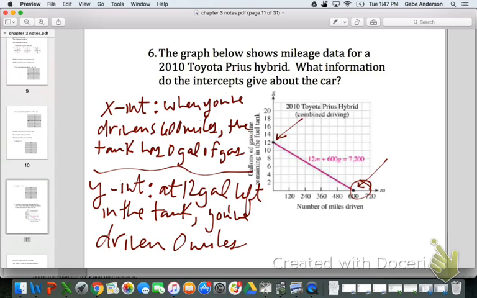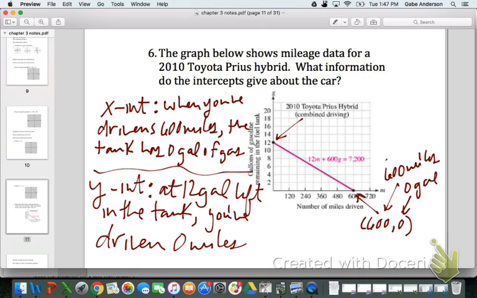Okay, this doesn't make sense because it says gallons of gasoline remaining, and then it says number of miles driven. So you drive 600 miles, but you still have 12 gallons of gas left. No, you don't actually. So check this out. This line connects those 2 points. This point right here is 600, comma 0, right? Because whenever you're at the x-intercept, the y-coordinate is 0. So this is telling me that I have driven 600 miles, and my y-coordinate goes with the y-axis, doesn't it? So this means that I have 0 gallons left in the tank.